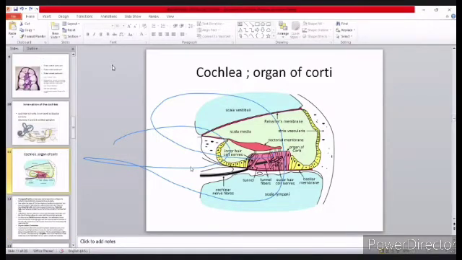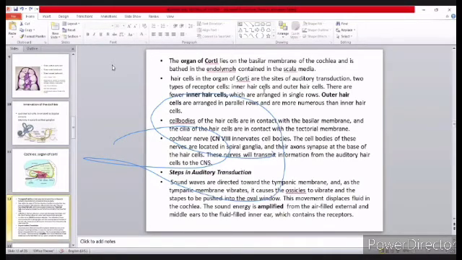And then which fluid is in this scala media? You have the endolymph, full of potassium. So this is just what we were discussing. The organ of Corti lies on the basilar membrane of the cochlea. It bathes in the endolymph. The hair cells in here are the ones that are responsible for auditory transduction.